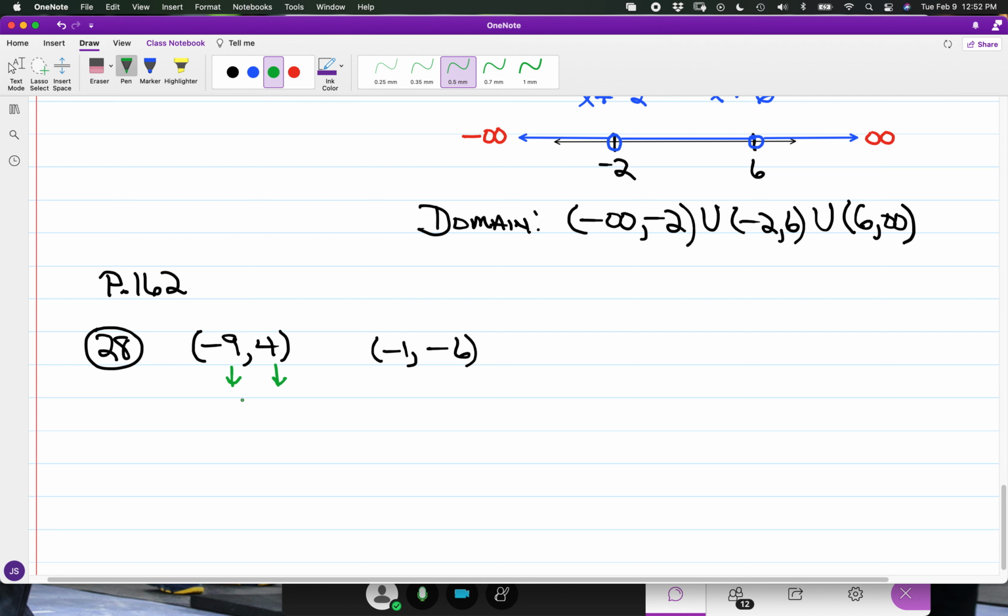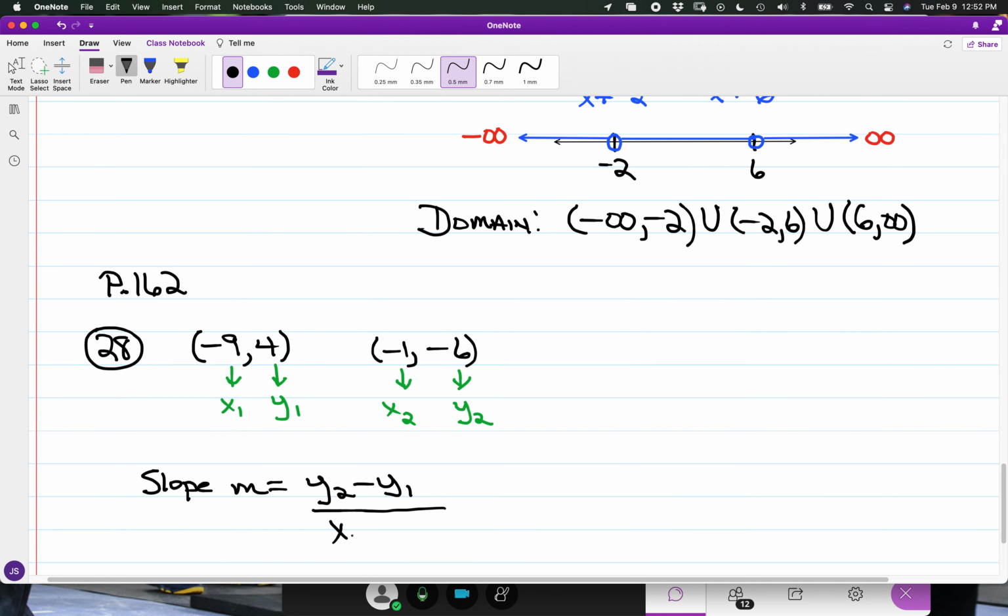So for -9, 4, we can let this be the first set of x and y values, and let -1, -6 be the second set. So -1 will be the second x, and -6 will be the second y. And for the slope m, again we have y of 2 minus y of 1, all over x of 2 minus x of 1, and just substitute accordingly.